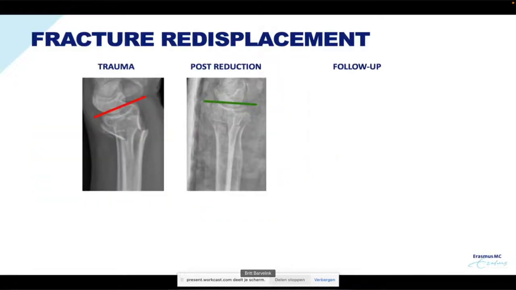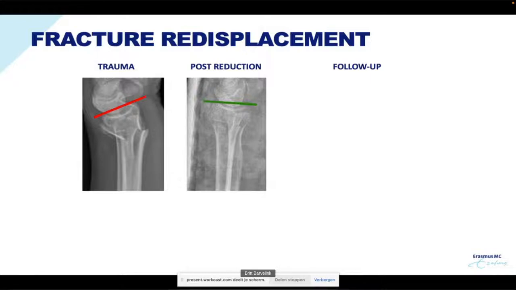So when you look at the x-rays I have on this slide, you first see the trauma radiograph. It's a radiograph taken from the side. And you see that the wrist is not well aligned. The red line is bent backwards. And you want to correct this alignment back into an anatomical position. So that's what happened after the reduction. You see that the line is quite horizontal again, and this is anatomical.